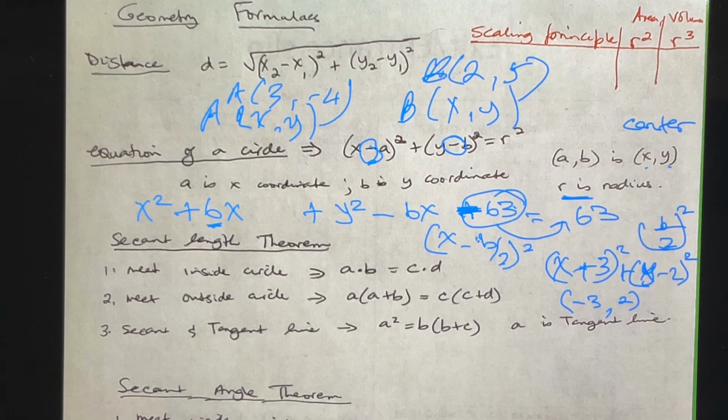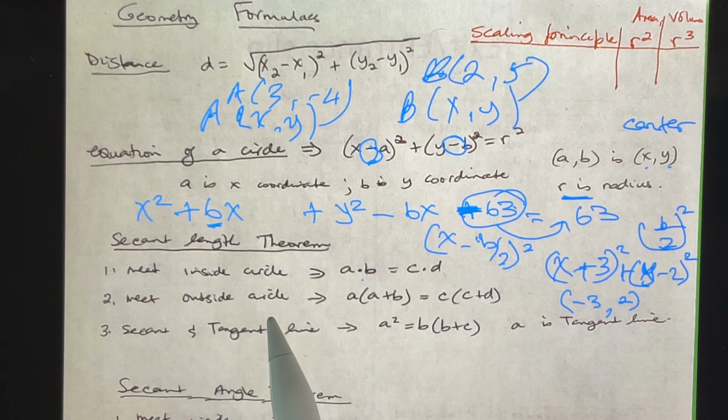All right, please watch my separate videos on each topic. Now, when it comes to the secant length theorem, I also have videos on that. If it meets inside the circle, you're taking the A times the B equal to C times the D.